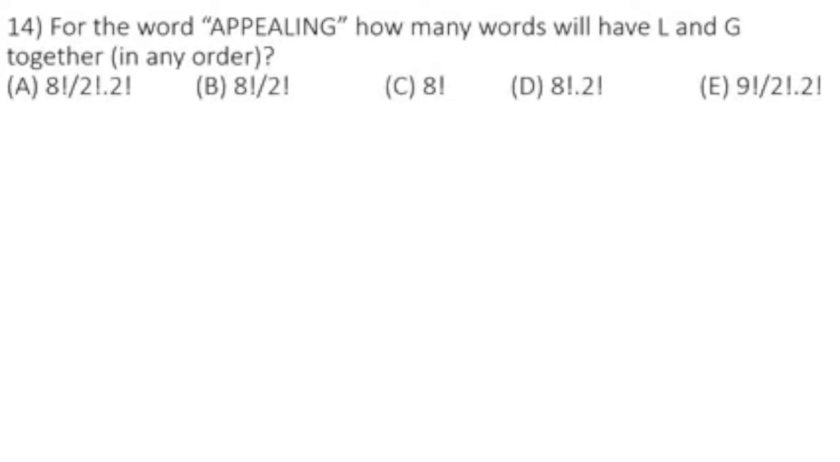For the word appealing, how many words will have L and G together in any order? L and G together in any order here. But remember L and G should be together, and the remaining letters are A, P, P, E, A, I, N.